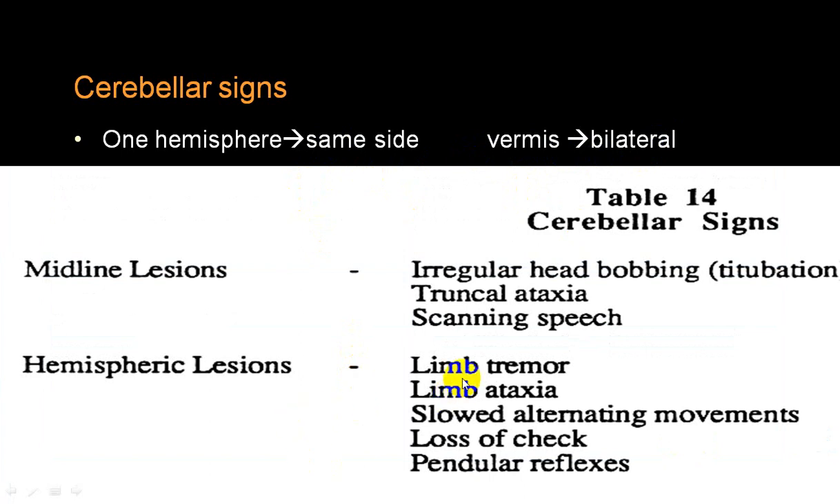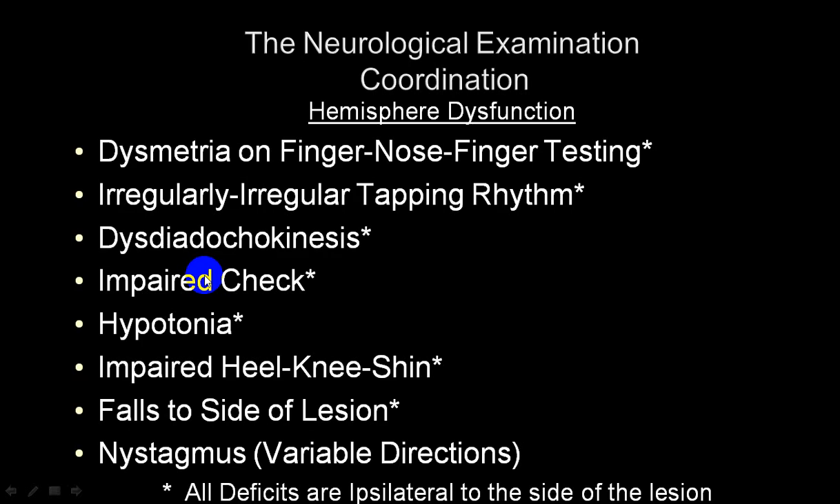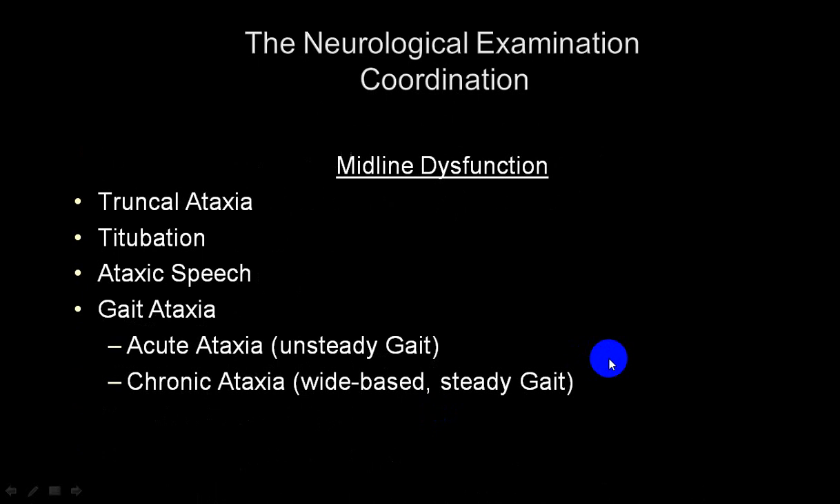So with hemispherical damage, tremors, ataxia, dysdiadochokinesia, pendular knee jerk, those findings will be more common. While titubation and truncal ataxia will be more common with vermis damage. So these are all the things which you can get in hemispherical damage: dysmetria, dysdiadochokinesia, hypotonia, then a tendency to fall on one side. You can have nystagmus if there is unilateral damage. With midline damage, truncal ataxia, titubation, ataxic speech will be more common.